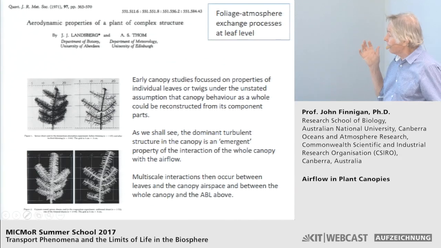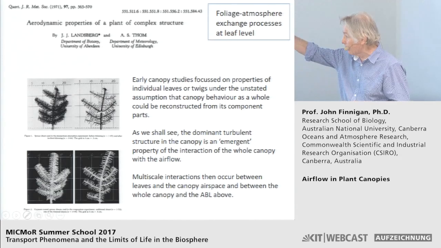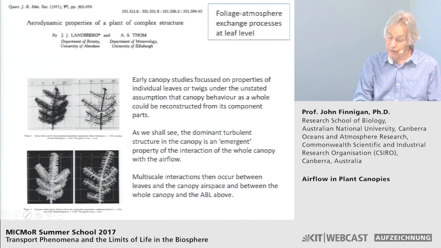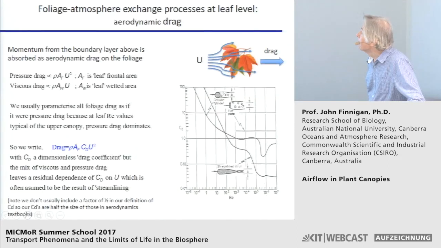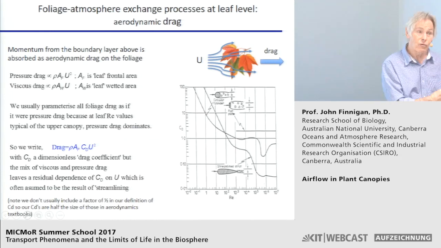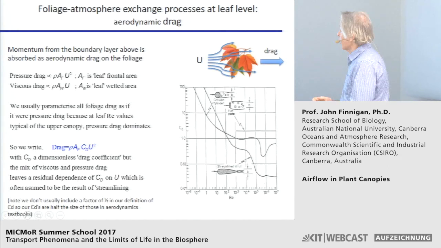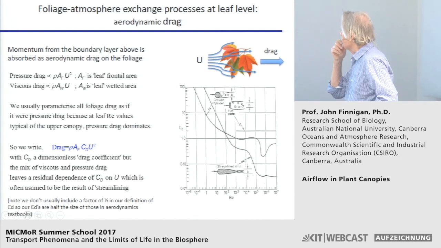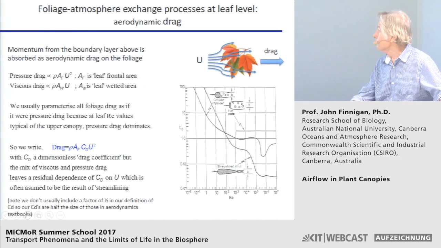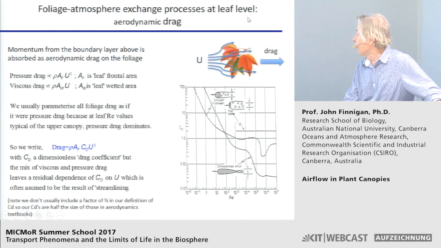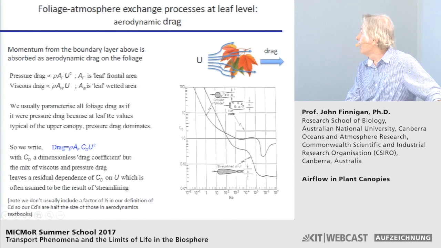So then multi-scale interactions occur between what's happening at this scale and what happens in the whole canopy. So let's look first at the aerodynamic drag. How does that drag get absorbed on the canopy elements? It's absorbed as aerodynamic drag on the foliage. The wind hits the foliage and it slows down. And there are 2 ways in which momentum is transferred to the foliage.